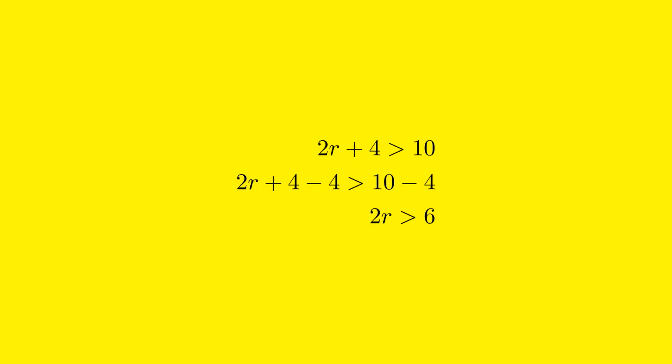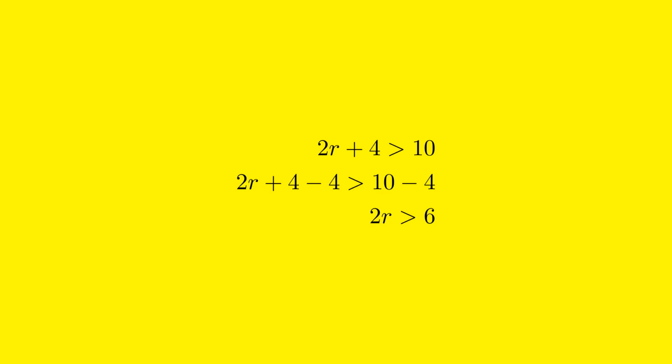The expression can be altered as follows. Original inequality, 2r + 4 > 10. Subtract 4 from both sides. 2r + 4 - 4 > 10 - 4. This simplifies to 2r > 6. We've simplified the inequality to 2r > 6. This is our new inequality after the first step.